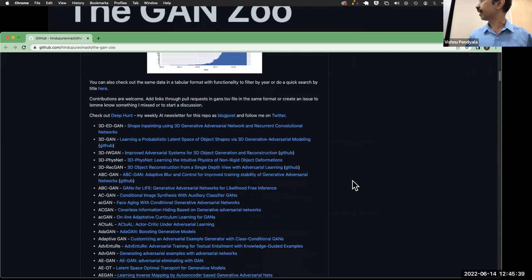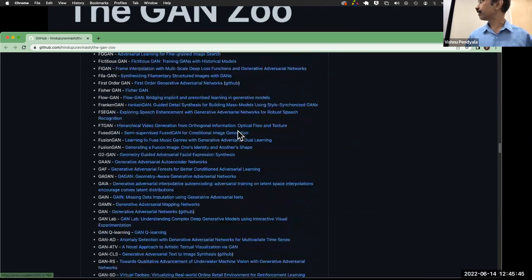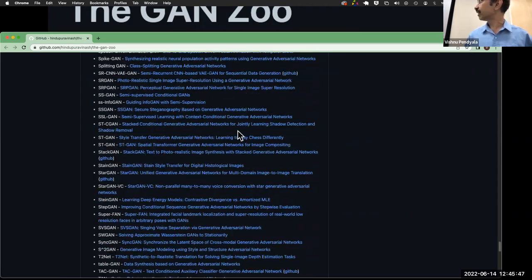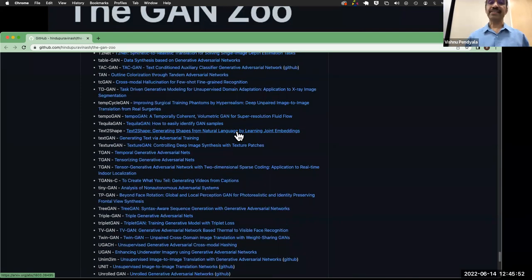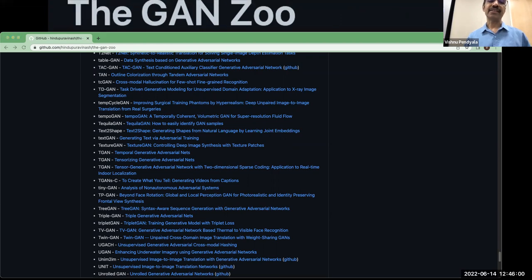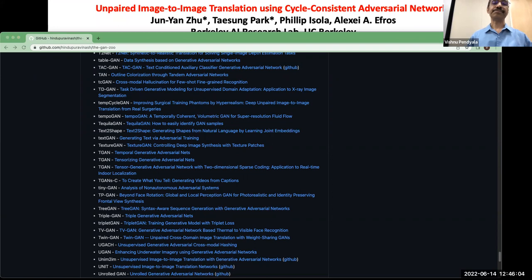And you can see the types of GANs. All these are generative adversarial networks. Hundreds or maybe even thousands. I don't remember the last number, but there are thousands of GANs. So there's a whole zoo out there that you can explore. So I explored one animal in the zoo with my students.